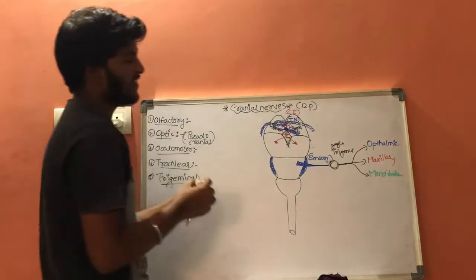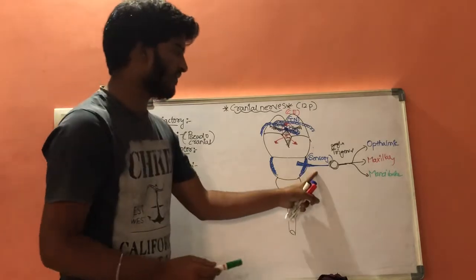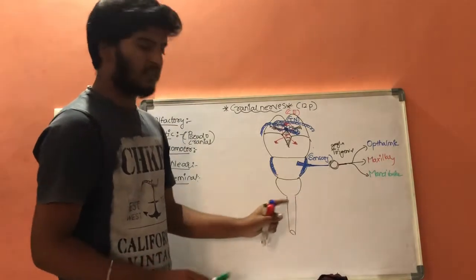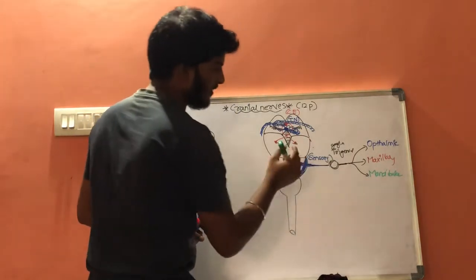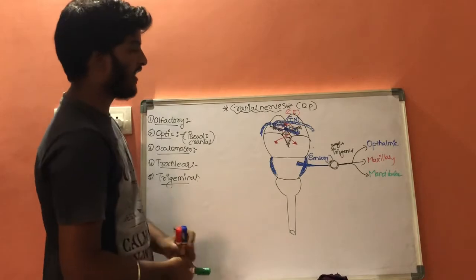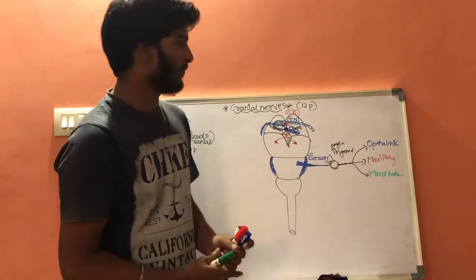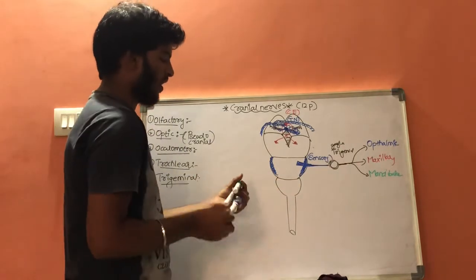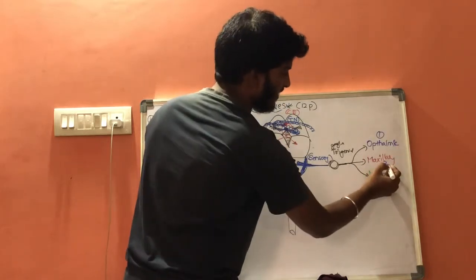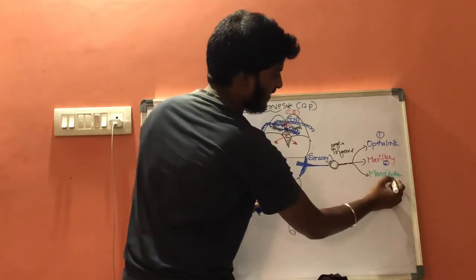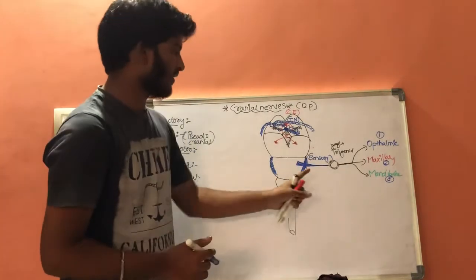In this way, the sensory part of the trigeminal nerve arises from the lateral sides of the pons, comes out of the pons, and gets attached to the trigeminal ganglion. After attaching to the trigeminal ganglion, it divides into three branches, of which the first is the ophthalmic branch, the second is the maxillary, and the mandibular is the third branch. Now this is the story of the sensory fibers.